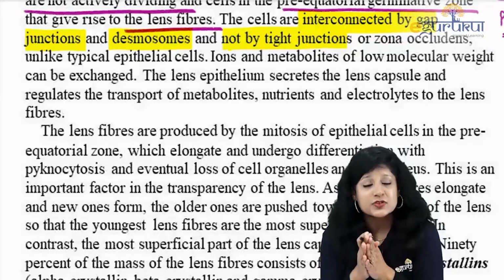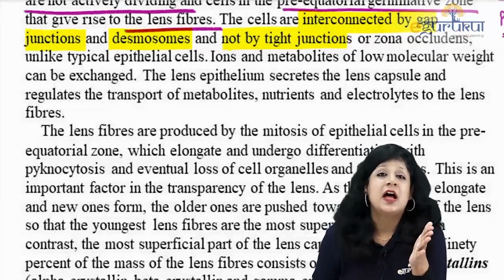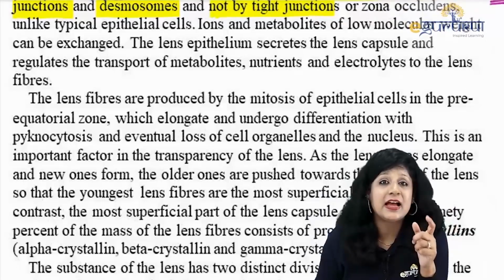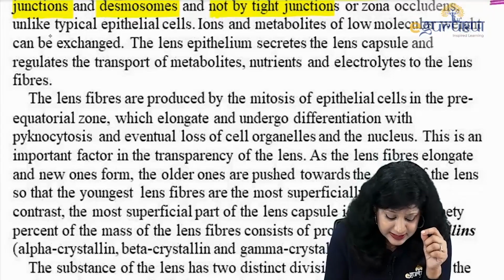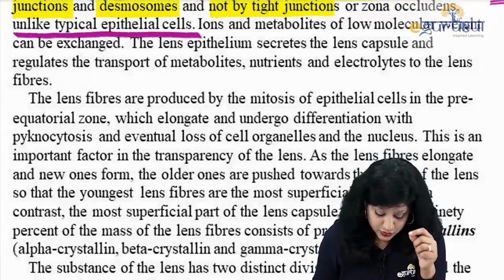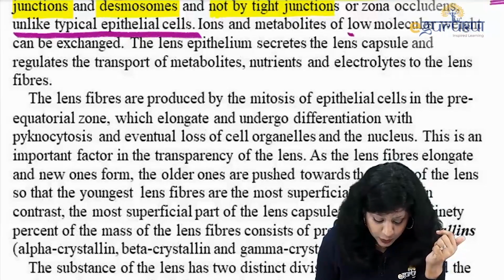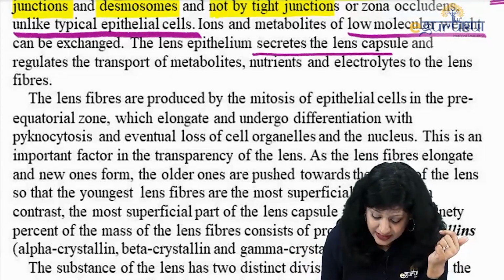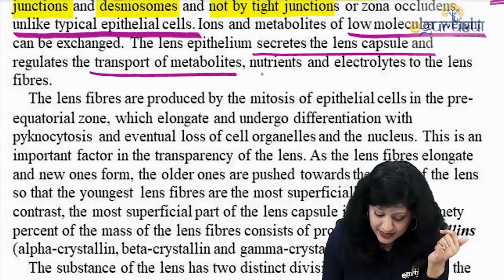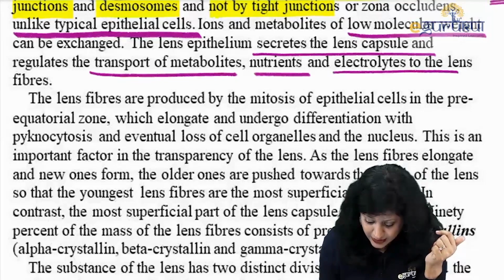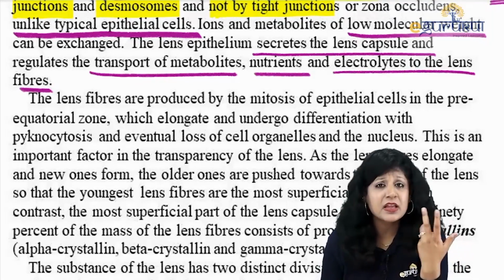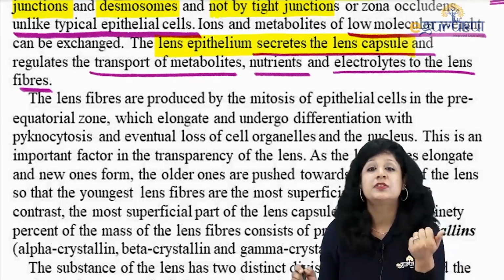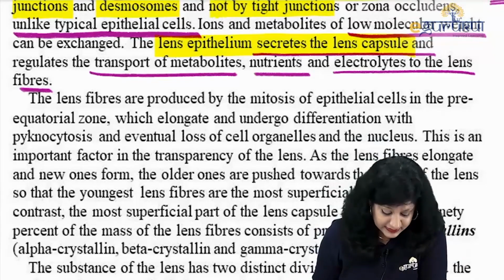There are gap junctions, and through these gaps it is allowing the passage of molecules. So this is unlike the typical epithelial cells, because typical epithelial cells otherwise have those tight junctions. Ions and metabolites of low molecular weight therefore can be exchanged. The lens epithelium secretes the lens capsule and regulates the transport of metabolites, nutrients, and electrolytes to the lens fibers. A very important thing is that this lens epithelium is responsible for secreting the lens capsule.